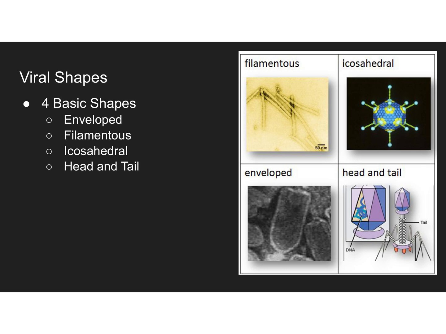Viruses can also come in different shapes and sizes. And so, we're going to talk about 4 basic shapes of viruses that we can have: enveloped, filamentous, icosahedral, and head and tail. And we'll talk about each one of these in more detail on future slides.